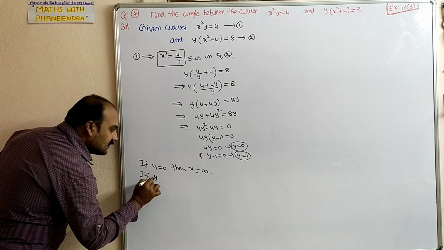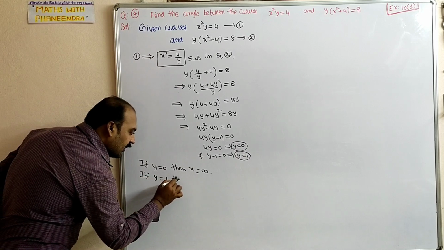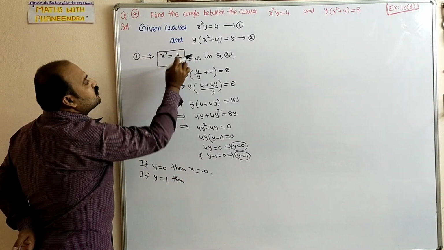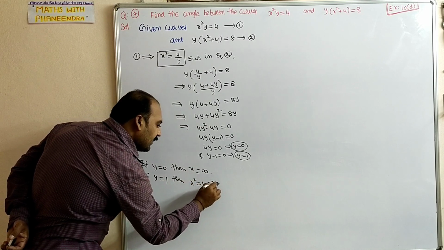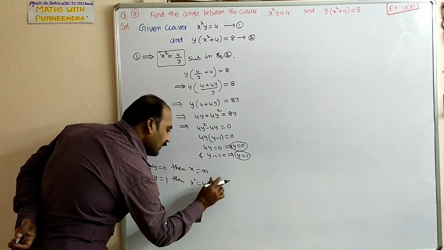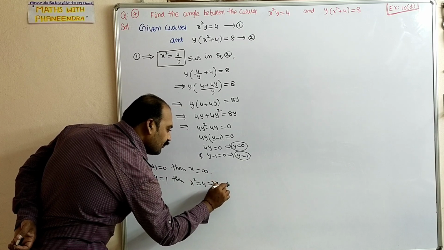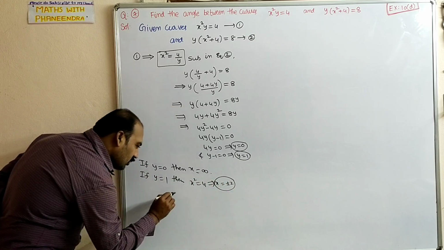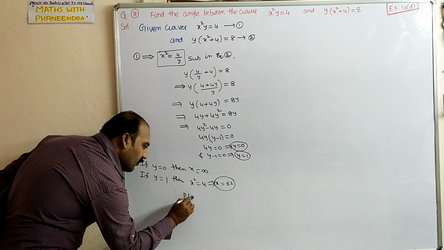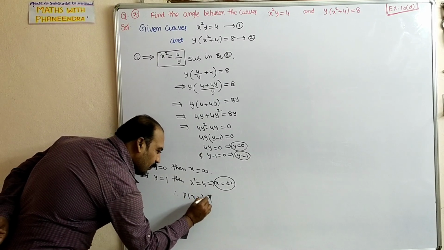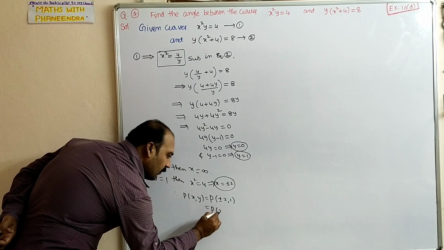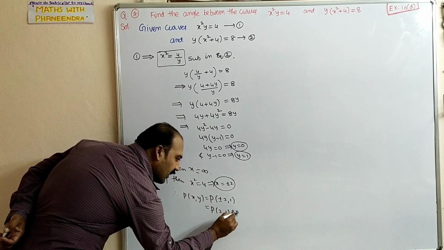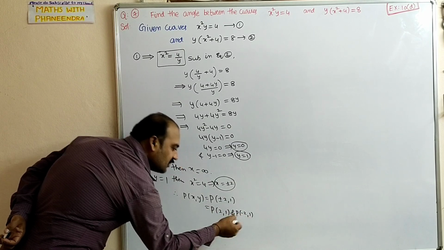So if y is equal to 1, if you substitute here, x square equal to 4. That implies x is equal to plus or minus 2. So therefore the point will become P of x comma y is equal to P of plus or minus 2 comma 1. That means P of 2 comma 1 and P of minus 2 comma 1. Both the points are there.